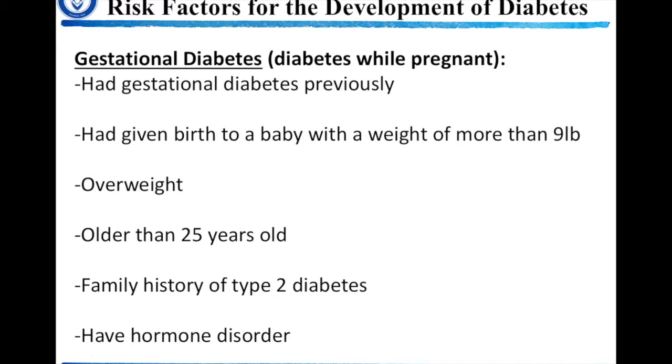The risk factors for gestational diabetes can be if you had gestational diabetes previously, if you had given birth to a baby with a weight of more than 9 pounds, if you are overweight, older than 25 years old, family history of type 2 diabetes, and if you have any hormone disorder.